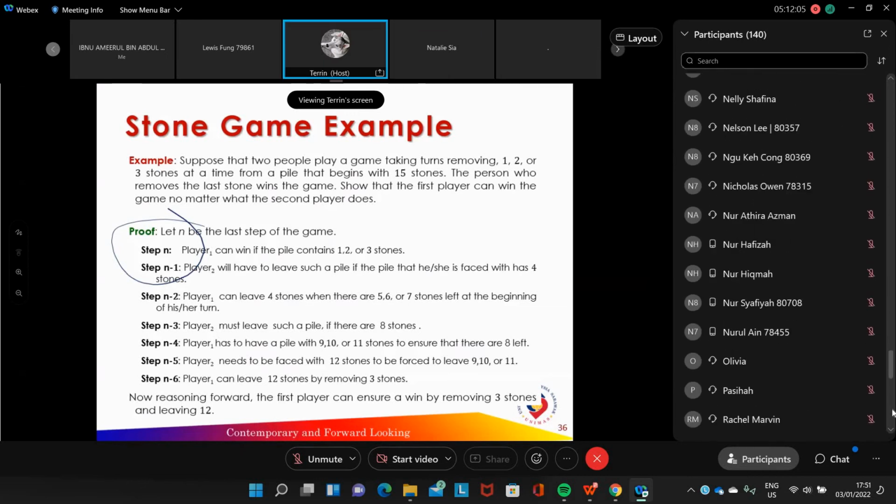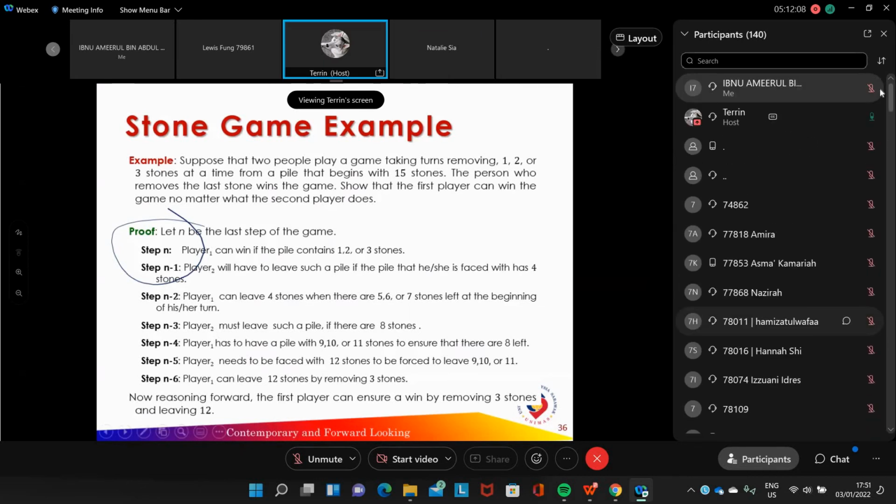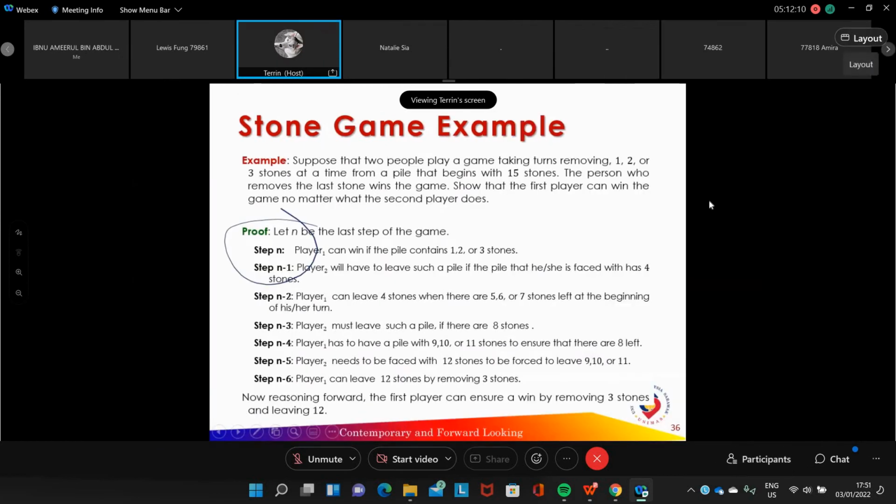Now, give me a second. I have a battery issue with my laptop. It was not being charged. Hang on.